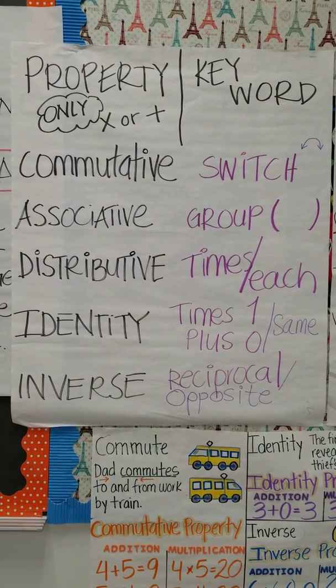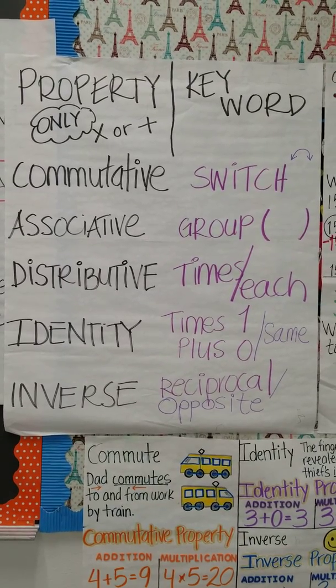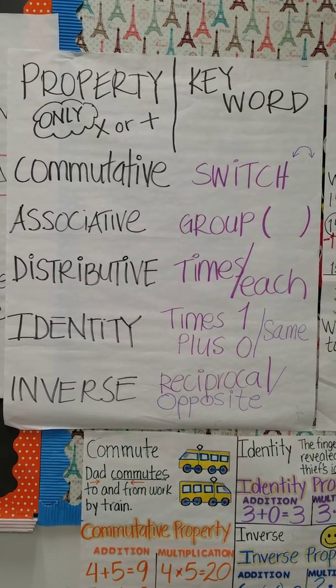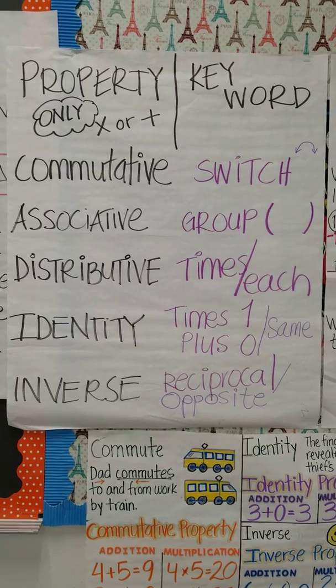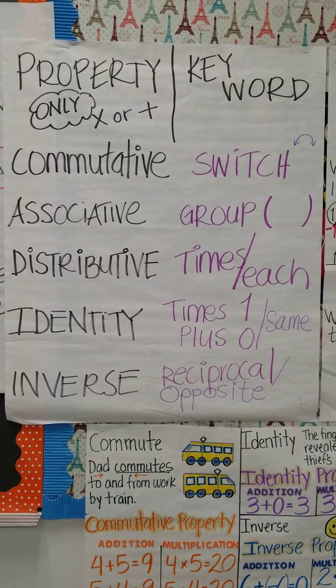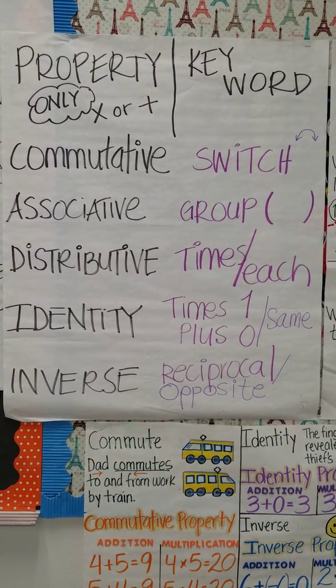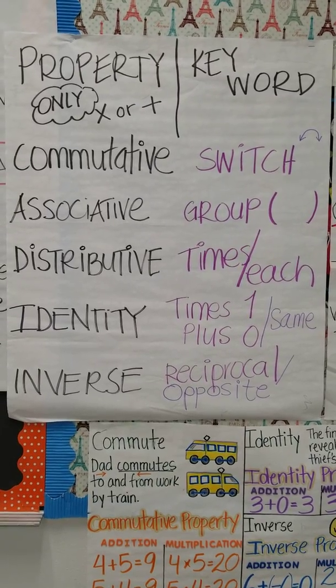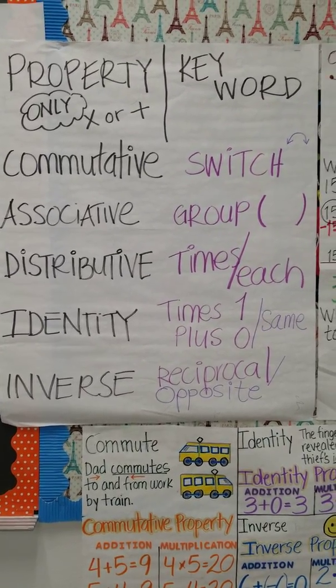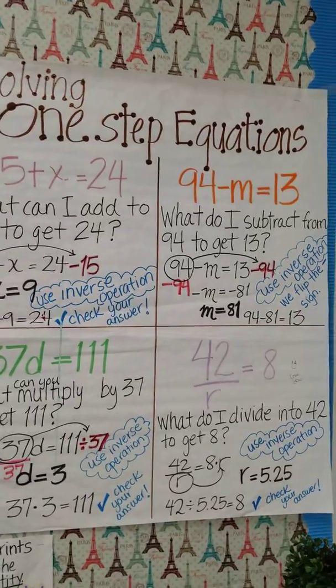Commutative is switching, associative is grouping. Distributive is the number outside times each of the numbers inside the parentheses. Identity is going to be the same number. If you multiply times 1, or you add plus 0. Inverse, reciprocal, or opposite.